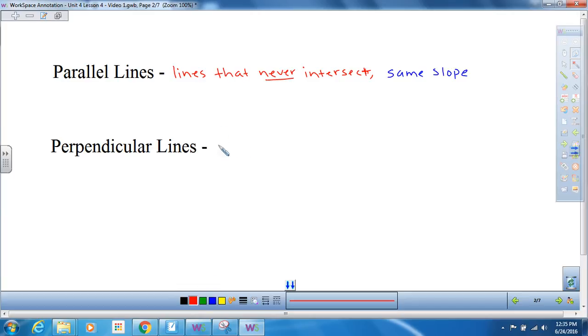Okay, perpendicular lines are lines that intersect, but there's something special about their intersection. Their intersection forms a right angle. And what causes this to happen is their slope again. The slope's not the same. The product of the slopes is -1, which means that the slopes are opposite reciprocals.